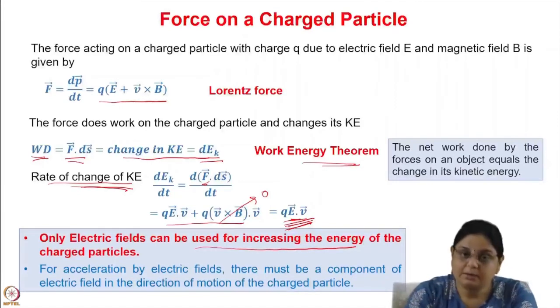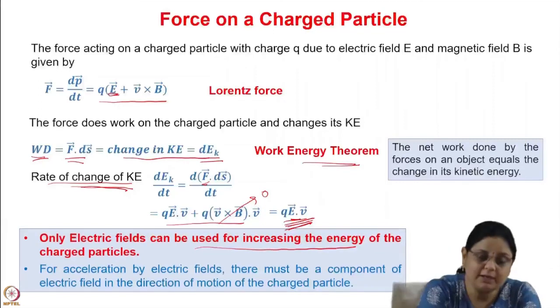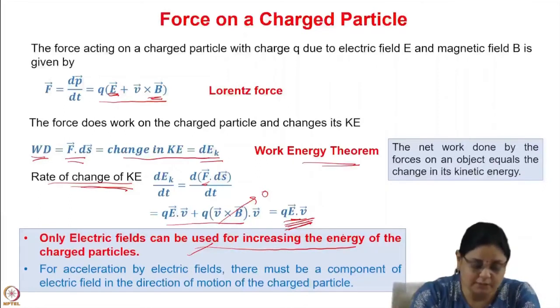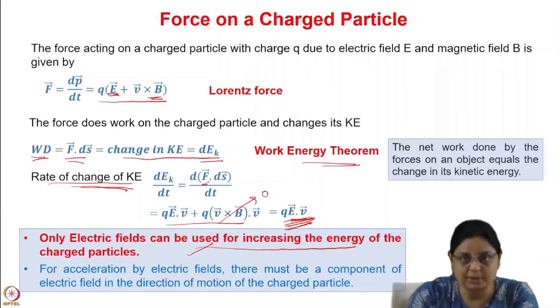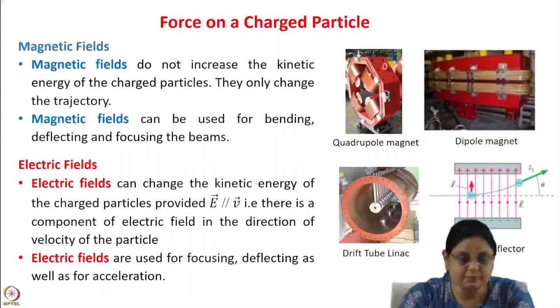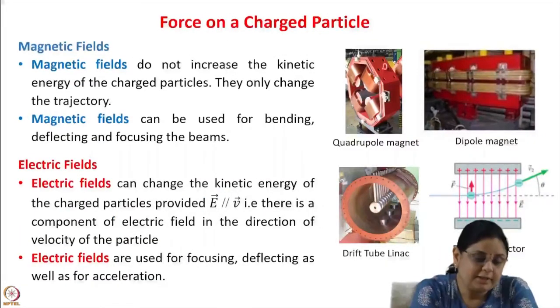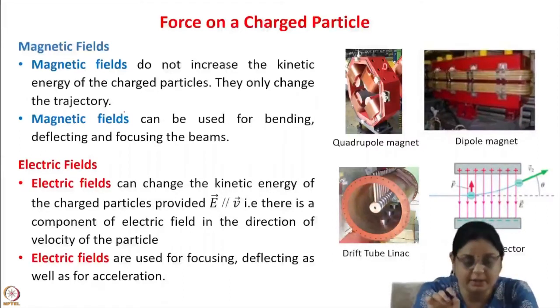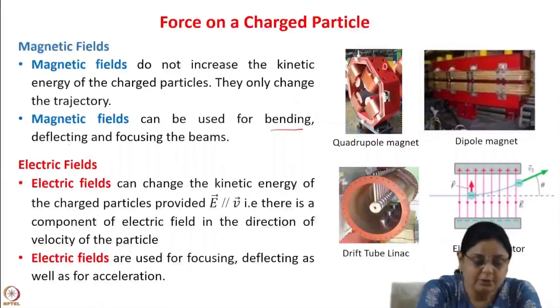So though the charged particles will respond to both electric field and magnetic field, only electric fields can be used for increasing the energy of the charged particles. For acceleration by electric fields, there must be a component of electric field in the direction of motion of the charged particle. So this is a necessary condition for acceleration by using electric field. So let's see the forces due to magnetic field. Magnetic fields, as we saw, do not increase the kinetic energy of the charged particles. They only change the trajectory. They can be used for bending, deflecting, and focusing.